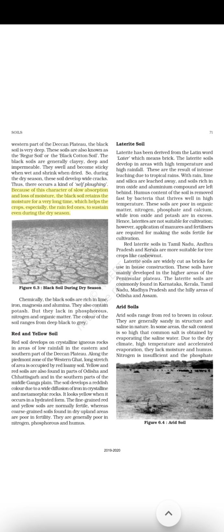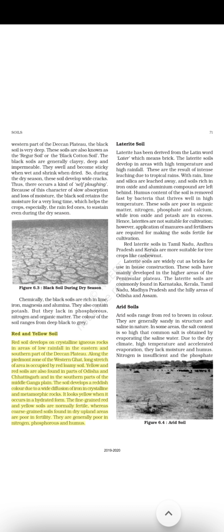Because of this character of slow absorption and loss of moisture, the black soil retains the moisture for a very long time, which helps the crops, especially the rain-fed ones, to sustain even during the dry season. Chemically, the black soils are rich in lime, iron, magnesia, and alumina. They also contain potash. But they lack phosphorus, nitrogen, and organic matter. The color of the soil ranges from deep black to gray.